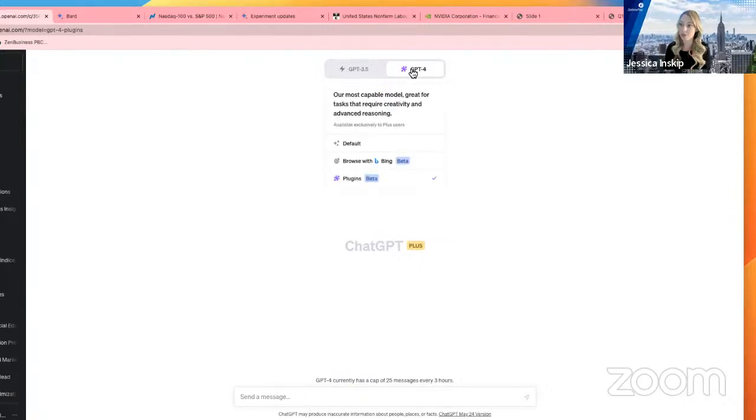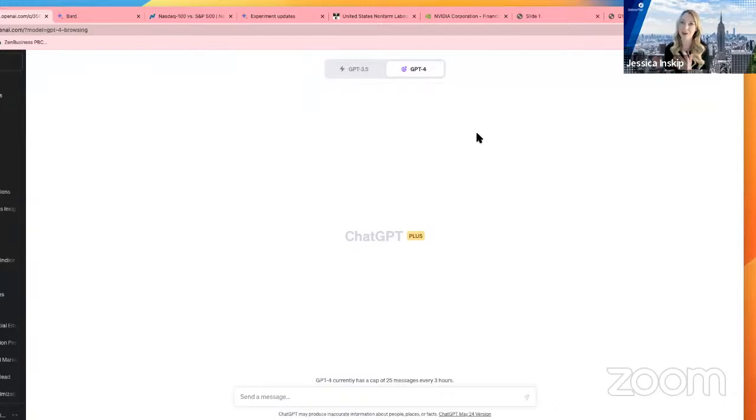But what I'm going to do to make sure that I'm using the Bing version is choose Model 4 and the browse with Bing option. That is actually exclusively for Plus users, so there's your answer right there. I'll walk you through that. Bard, you can still use without having the Plus features for ChatGPT, but nonetheless, here we go.